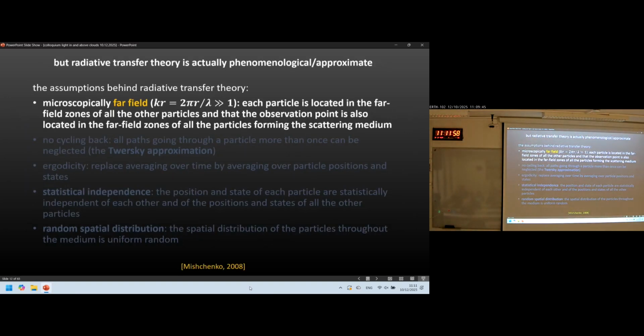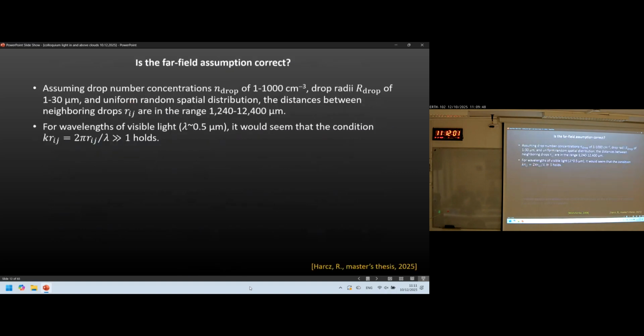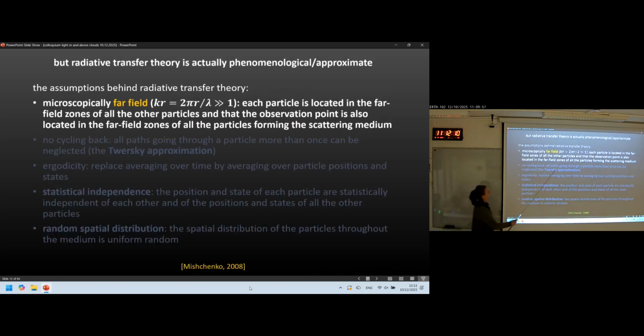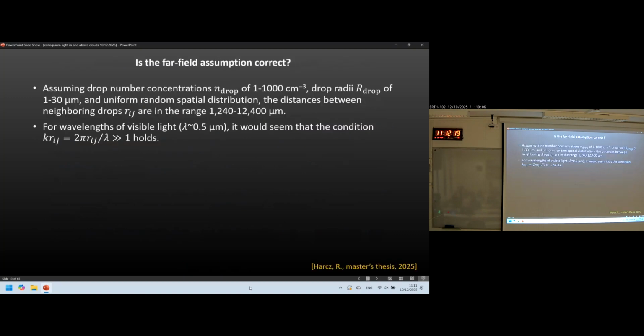I'll say a few words about these assumptions, starting with the microscopically far field. Is that even a good enough assumption for a cloud? Well, the mathematical statement of far field is that 2 pi times the distance divided by the wavelength has to be much greater than 1. We can check, is that reasonable for cloud drops? If we do the calculation, by the way, this comes from Roby Hartz's master's thesis, it seems like it would. Distances are in the range of thousands to tens of thousands. The sizes of the drops are something like 1 to 30 microns. If we do the calculation, it really is much greater than 1. Mathematically, it seems that that should be true.